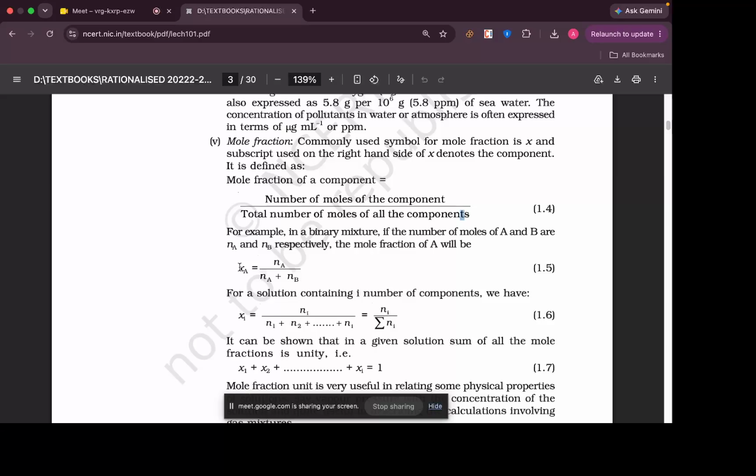If I am talking about, let's say, A and B that I have taken in this mixture, A moles is denoted by Na, B moles is denoted by Nb, and they are asking for the mole fraction of A, right? So the mole fraction of A, Xa, is equal to Na upon Na plus Nb, correct? Now Rayan, tell me what will be the mole fraction of B?